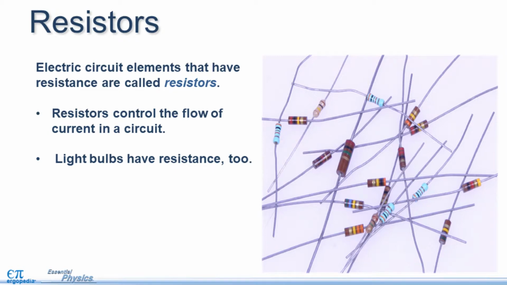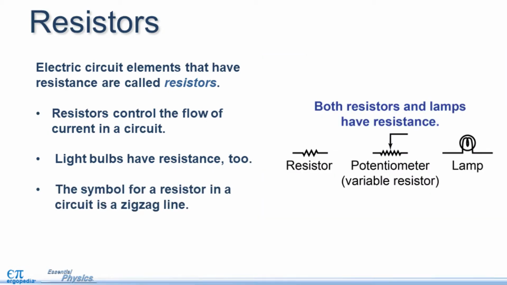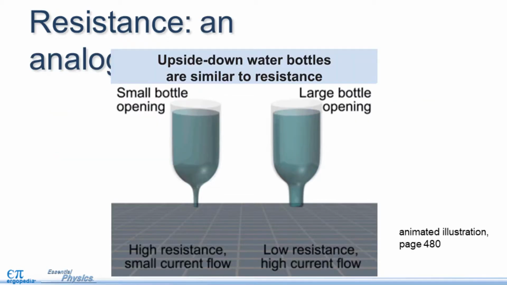Electric circuit elements that have resistance are called resistors. Resistors control the flow of the current in a circuit. Light bulbs have resistance too. The symbol for a resistor in a circuit is a zigzag line, which you can see to the right. There's actually 3 different types here. You'll see a resistor. You'll also see what we call a potentiometer, which is a variable resistor. We can actually change the resistance by sliding a metal lead that touches it back and forth. And then we have the lamp.